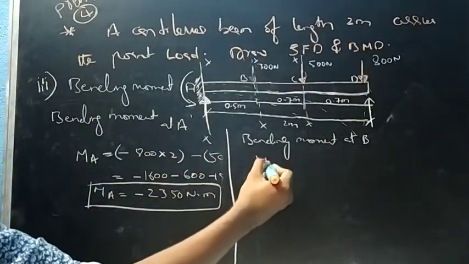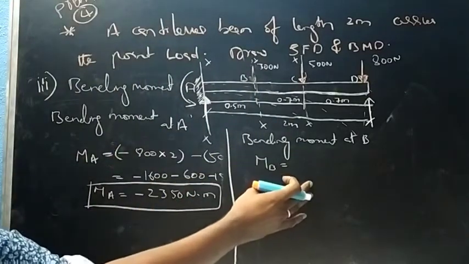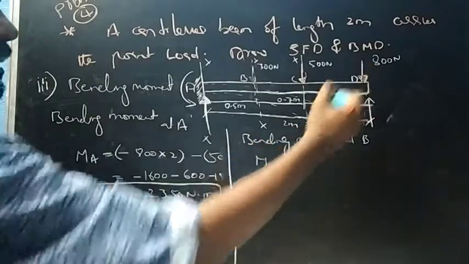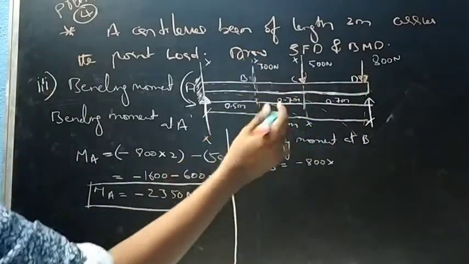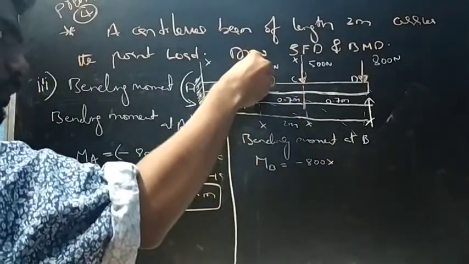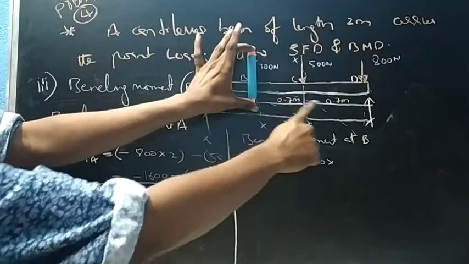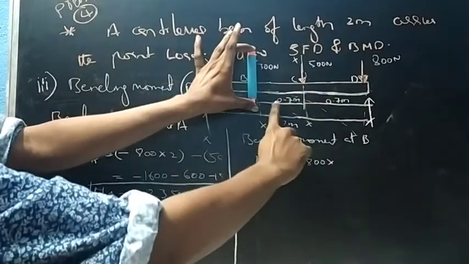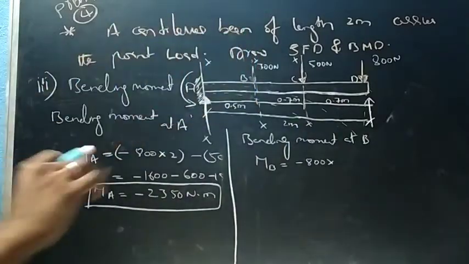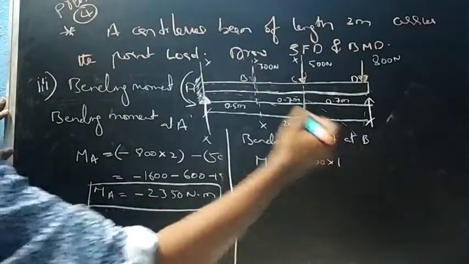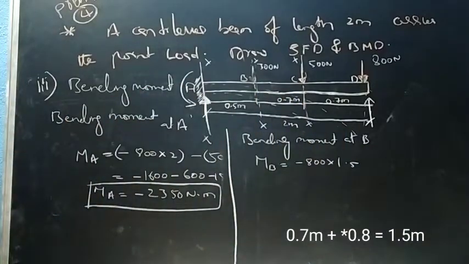So I can write MB equals to, can you say this? Yes, minus 800 into what is the distance? Not 2 meters. So we are taking moment here. That means you have to calculate distance by adding 0.7 meters plus 0.7 meters, that is 1.5 meters, right?